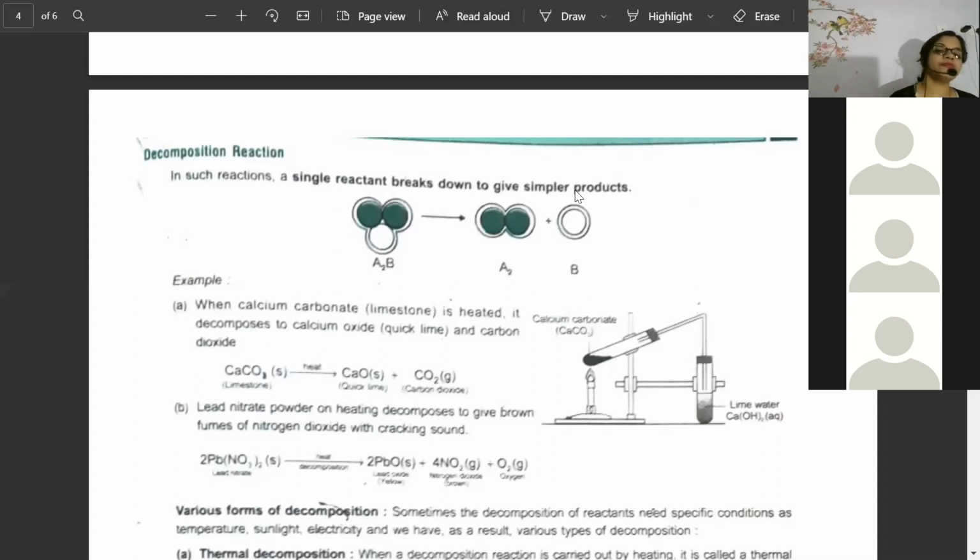Now look here, beta, which type? Calcium carbonate is limestone. So beta, we have different names. Now I am having three names. I will tell you the formula, you have to tell the name. CaO. What is the name of CaO? Calcium oxide.